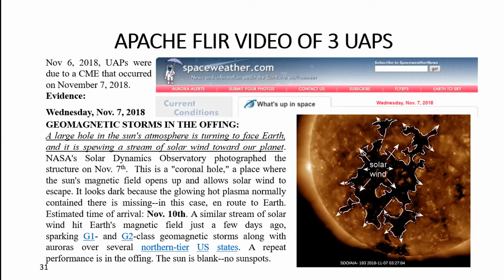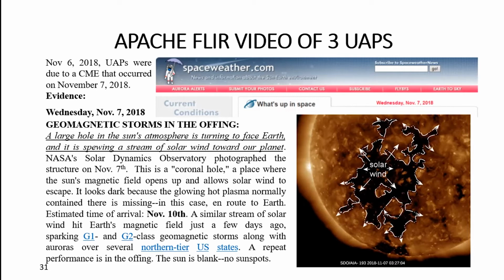A large hole in the sun's atmosphere is turning to face Earth and is spewing a stream of solar wind towards our planet. NASA's Solar Dynamics Observatory photographed the structure on November 7th. This is a coronal hole, a place where the sun's magnetic field opens up and allows solar wind to escape. It looks dark because the glowing hot plasma normally contained there is missing. In this case, en route to Earth, estimated time of arrival, November 10th, 3 days later.